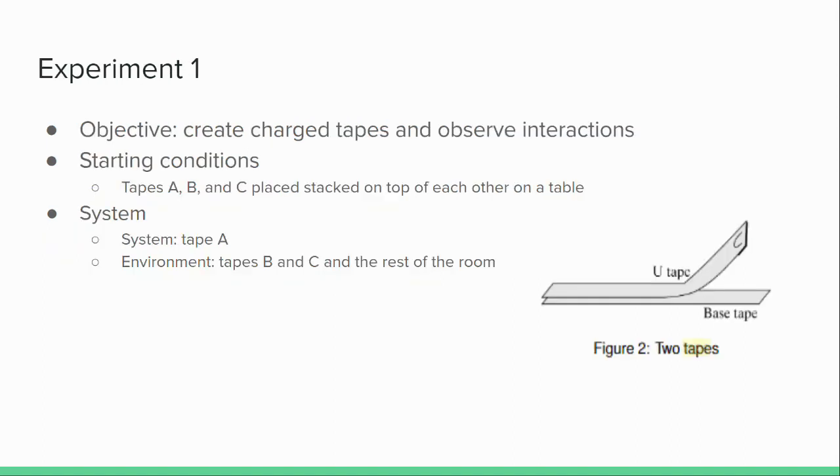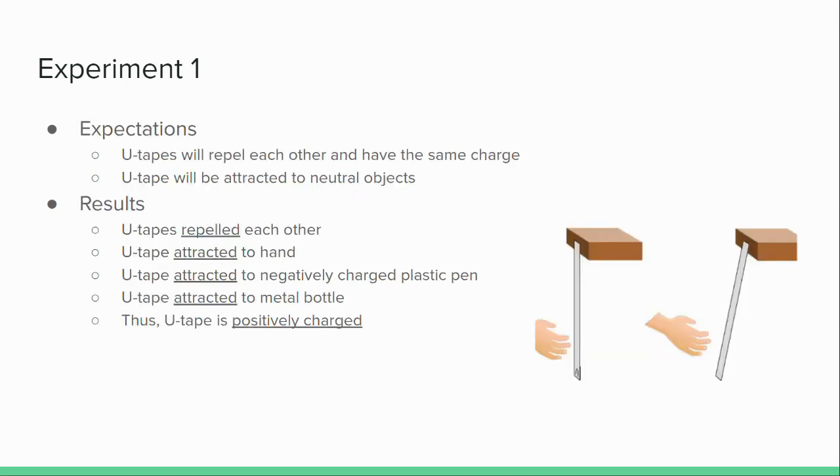So the first experiment is simple. We just want to create charged tapes and observe some basic interactions between them. The starting conditions are that tapes A, B, and C, 3 different pieces of tape, are placed stacked on top of each other on the table. The system for this experiment is tape A, while the environment is tape B and C and the rest of the room. Going into this experiment, the expectations are that U-tapes will repel each other and have the same charge, and that U-tapes will be attracted to neutral objects because they are charged.